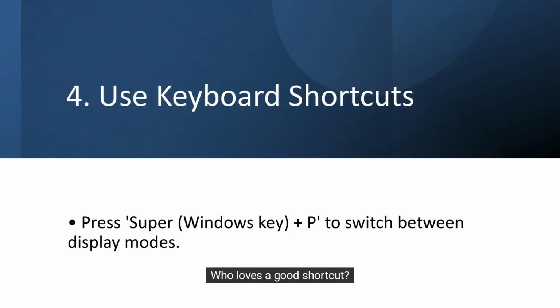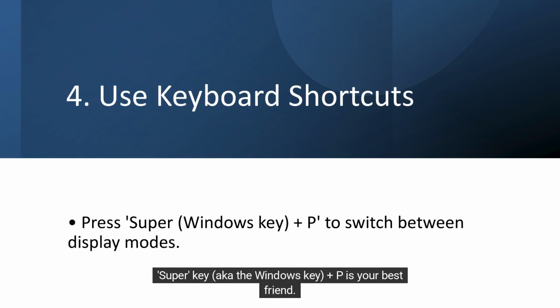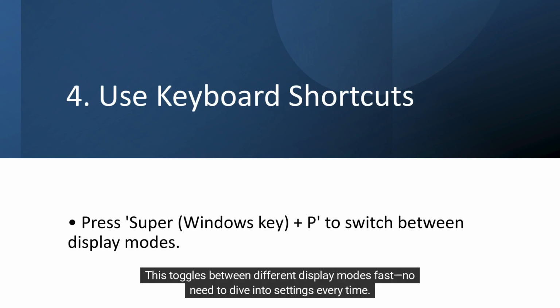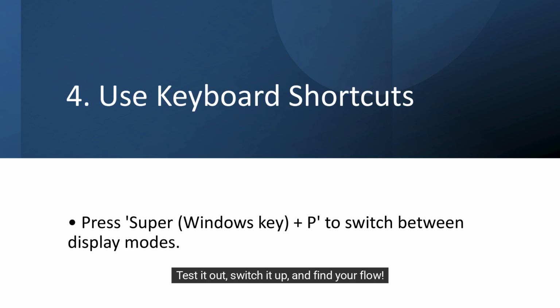Who loves a good shortcut? Super key, aka the Windows key, plus P is your best friend. This toggles between different display modes fast. No need to dive into settings every time. Test it out, switch it up, and find your flow.